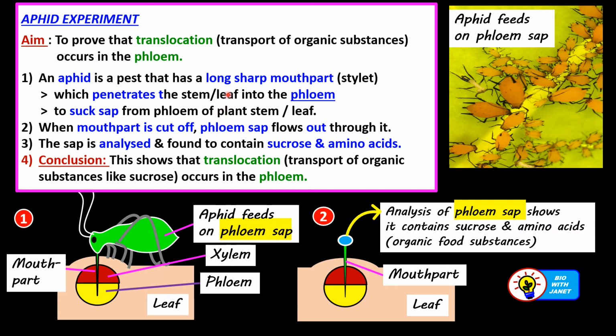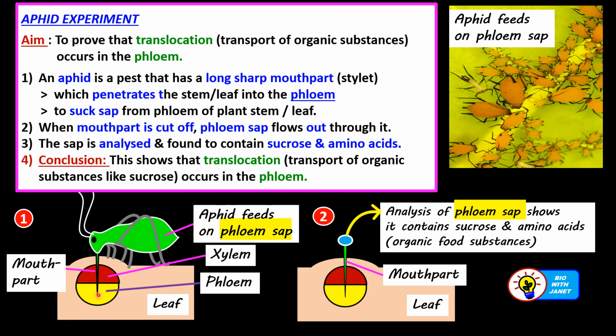So the aphid is a pest that has a long, sharp mouthpart, sometimes called the stylet. Now this is the mouthpart. And here we have the photograph of the aphid. This is just one type of aphid. There are many types of this pest. So the aphid has a long, sharp mouthpart which penetrates the stem or the leaf into the phloem. Now here we see the aphid feeding on the phloem sap, which contains organic food substances for the aphid.